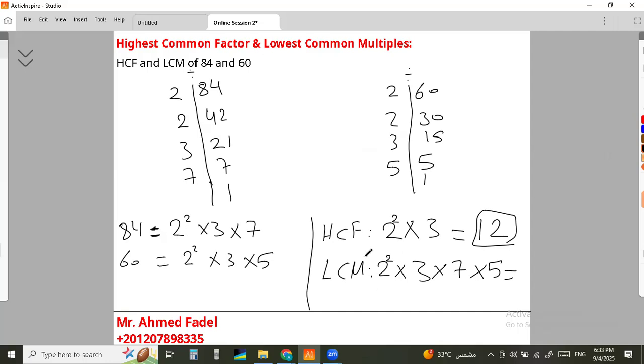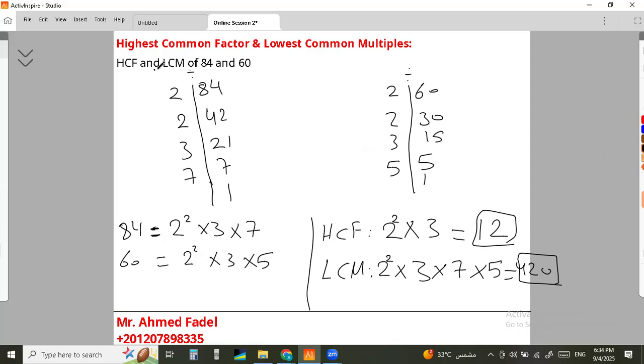So it's just 2 to the power of 2. But if this was 2 to the power of 3 and the other 2 to the power of 2, I was going to take 2 to the power of 3 instead. But in this case, both of them are the same. Also for the 3, 3 to the power of 1, they are equal. For 5 and 7, there is nothing common, so we just take the 5 and the 7. You multiply that, and it's going to give you exactly 420. So the lowest common multiple is 420.